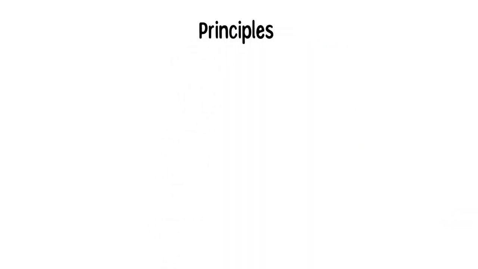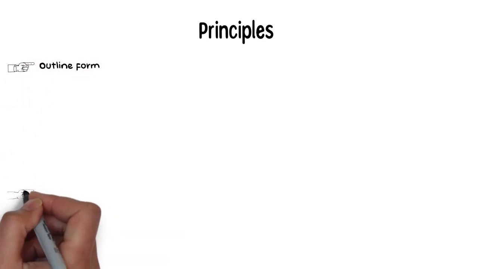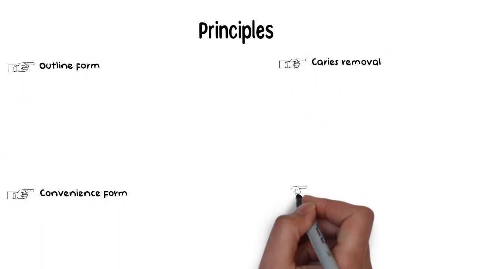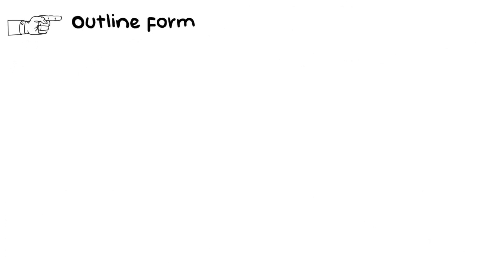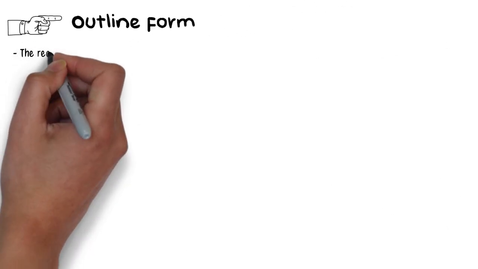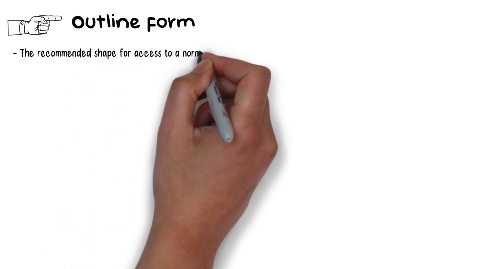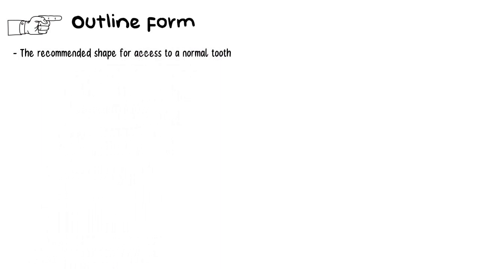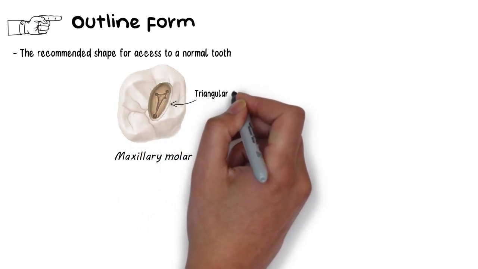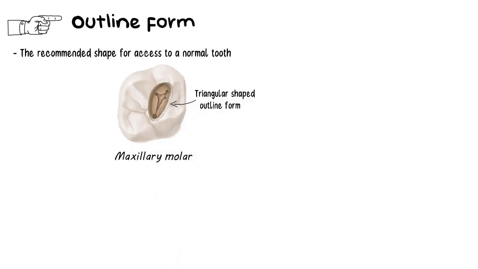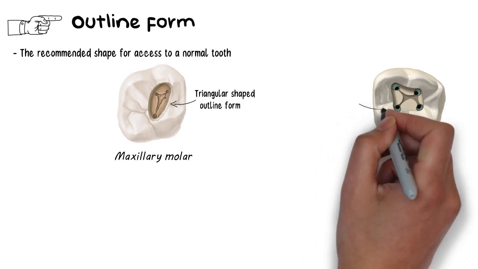Now let's discuss the general principles of endodontic access opening, which are outline form, convenience form, caries removal, and toilet of the cavity. Outline form is the recommended shape for access opening to a normal tooth. For example, the recommended outline form for a maxillary molar is a triangular shape located in the mesial side of the tooth, while that for a mandibular molar is a rectangular or a trapezoidal shape.